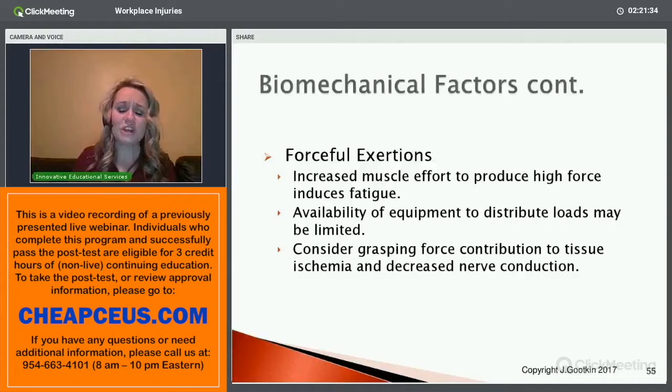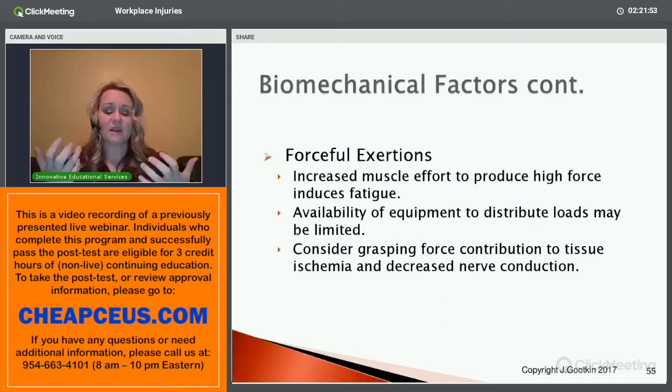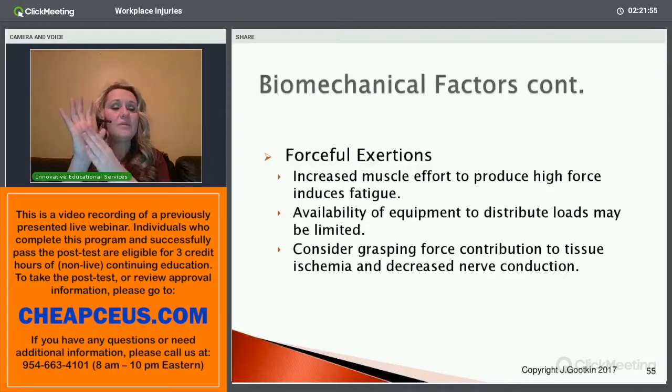Forceful exertions we need to look at. If we think of lifting and carrying and injuring the back, which we do need to be aware of, we also have to look at forceful exertions, particularly with our grasp. Think of you right now, if you're holding your portable device, how hard are you grasping it? Are you holding it with more force than what's necessary? Because if you are, that can place excessive force in the palm of the hand and damage the tendons in the sheaths.